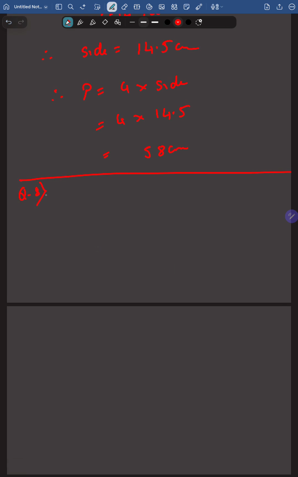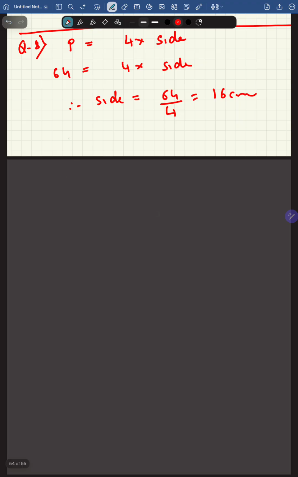Question number 8 now. Perimeter is 4 into side, beta. 64 is equal to 4 into side. Therefore side is how much? 16 centimeter. Okay. Now we all know the area of a rhombus is base into height, beta. Area of rhombus 184 is given, base 16 came, height h.